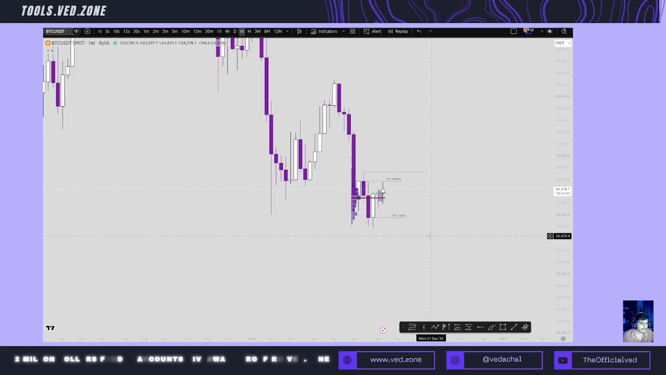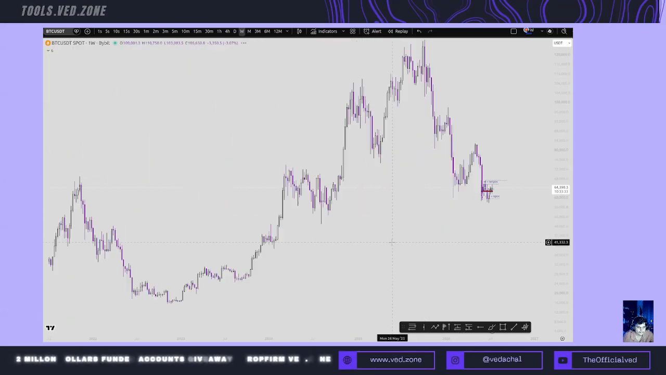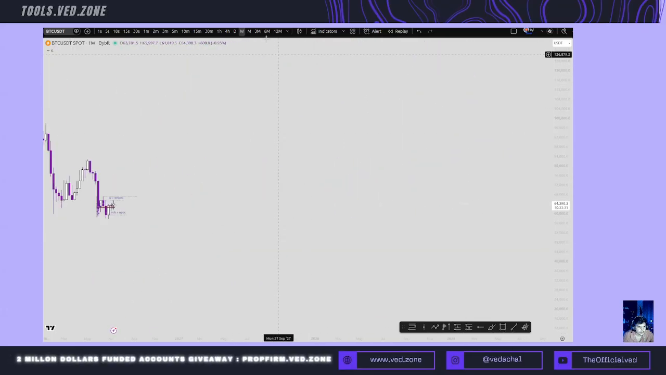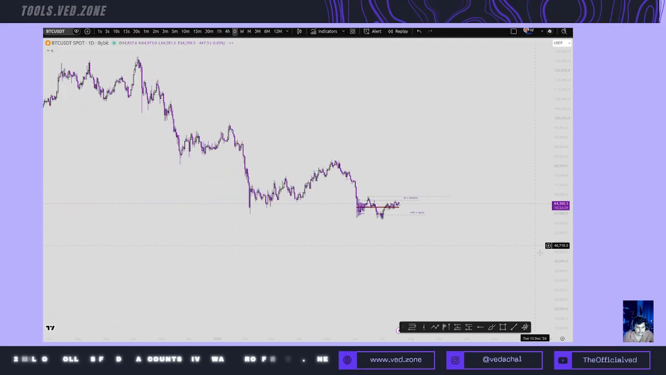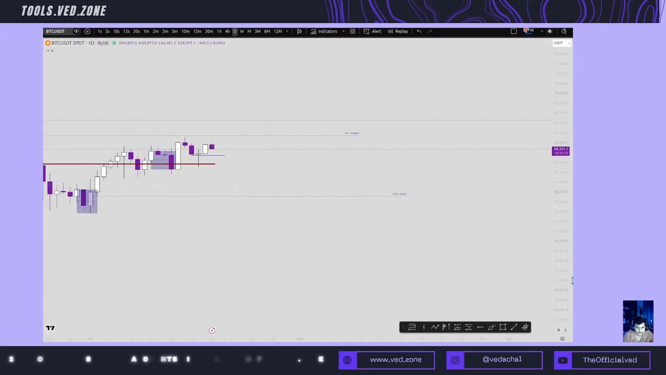If it comes down, I will add more. This is more like a spot position, but we could very well head to the next highs potentially from this zone alone, right? Yeah, that's as per Bitcoin. If you go to the daily chart, let me zoom in.